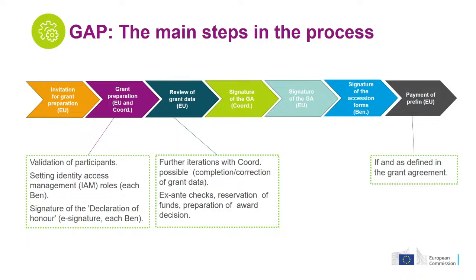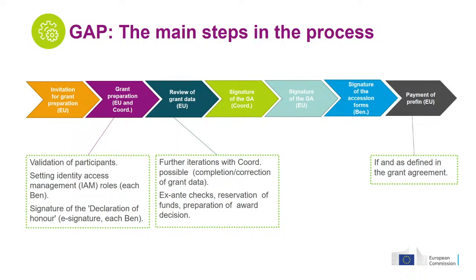Then you need also, and I will explain in detail in a while, to start setting specific roles in the tool to assign access management roles. And that has to be done for each beneficiary. So there are people who will have to perform specific tasks, like signing legal documents, signing financial documents later. And in order to be ready to sign the grant, you need to set up all these roles.